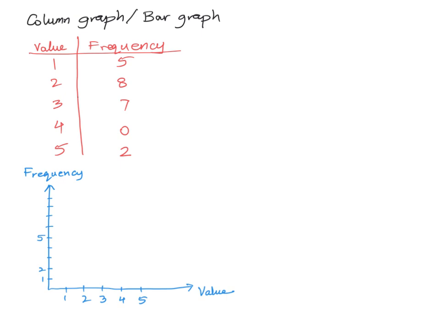For a column graph, what we do is we go to each value, and above that, we draw a rectangle that surrounds that value and has the frequency that's given. For example, around the value 1, we draw a rectangle with a height of 5. And so our value 1 has a frequency of 5. And now I've finished drawing all the rectangles or bars or columns for each of the various values.